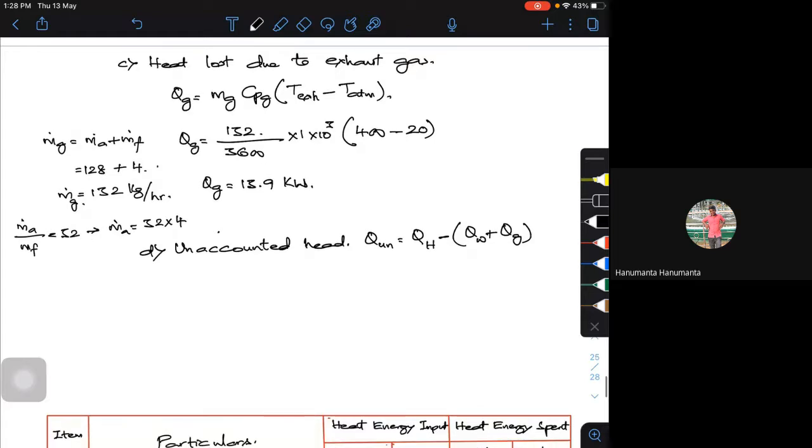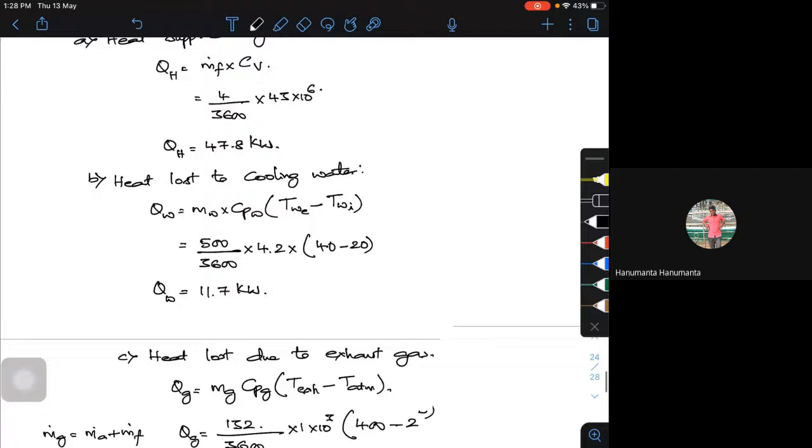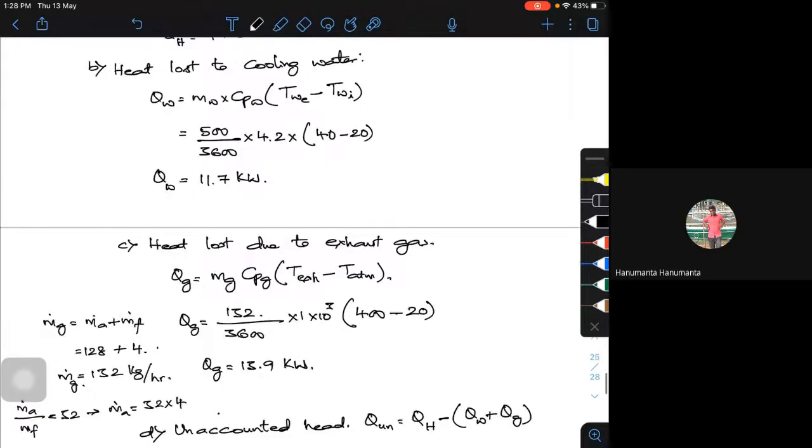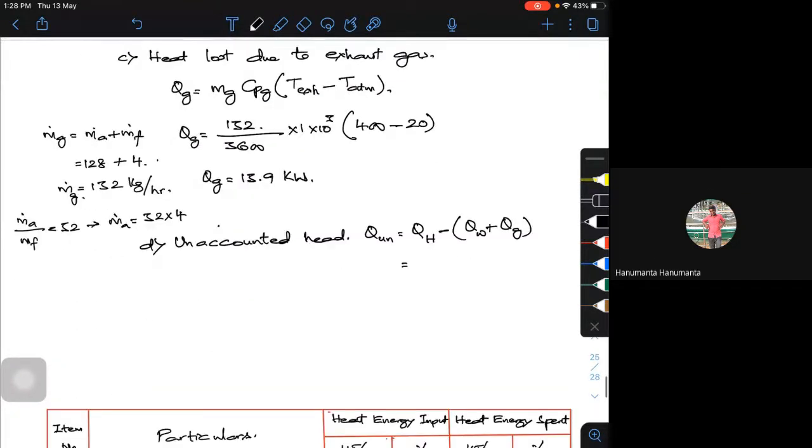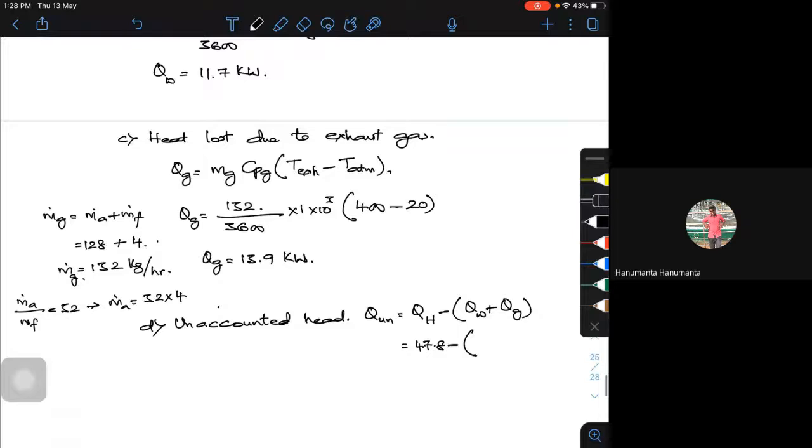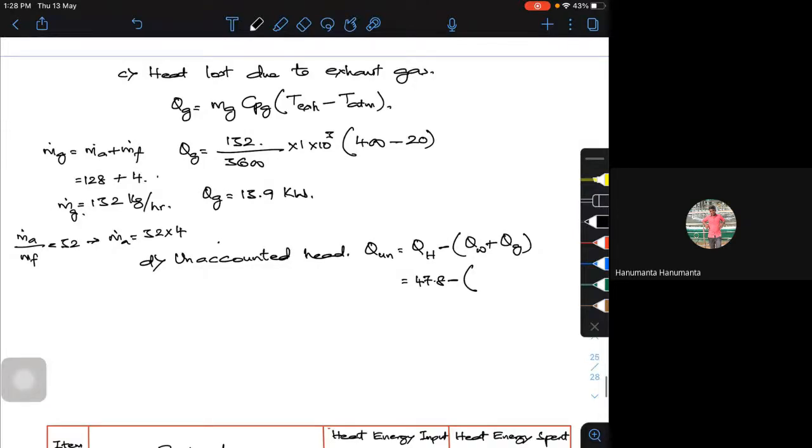So if I substitute everything, the heat supplied is 47.8. So 47.8 minus, heat loss due to water is 11.7 plus 13.9. So this comes to around, unaccounted heat, around 10.52 kilowatts. So now I got all the 4.